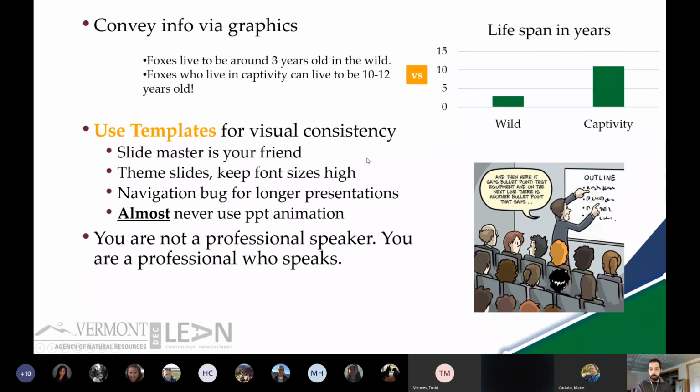The other thing that I really want to add to this is to consider using templates for visual consistency, especially if you're giving a whole series of trainings.